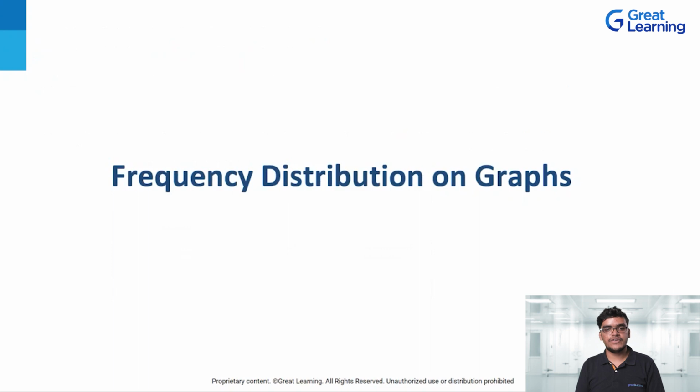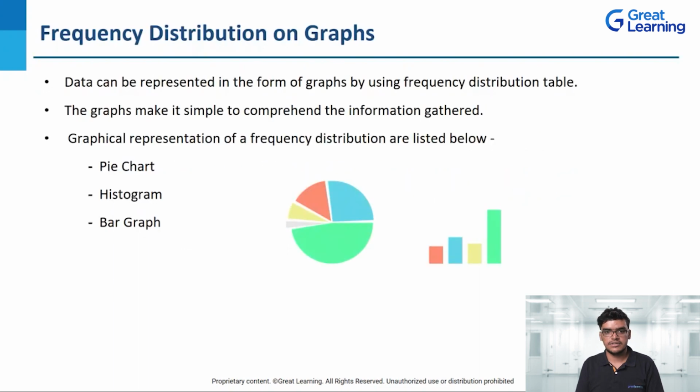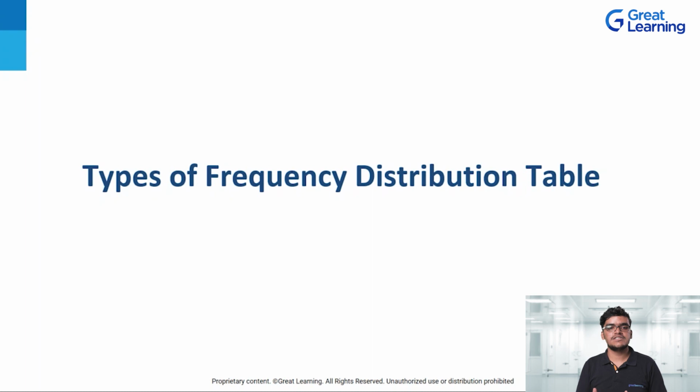After understanding the frequency distribution table, let's understand frequency distribution on graphs. The data can be represented in the form of graphs by using the frequency distribution table. You can use a pie chart, a histogram, or a bar graph to understand the information gathered in the frequency distribution table. We will see how we can make a graph in Excel. Now let's see the different types of frequency distribution table.